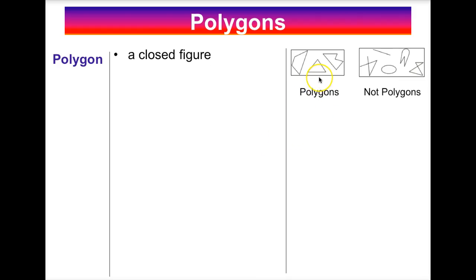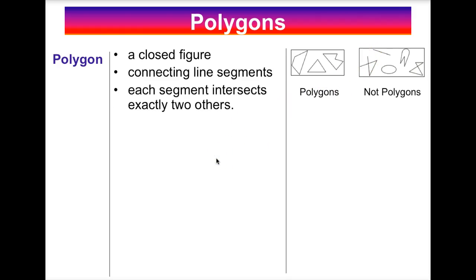Well, a polygon has to be a closed figure. It can't be open. There must be connecting line segments. Notice in this one, these line segments do not connect to anything. And each segment intersects exactly two others. So we can't have one line that intersects three different lines.